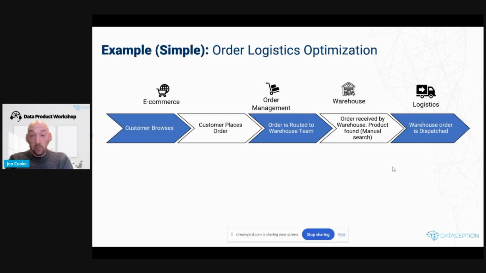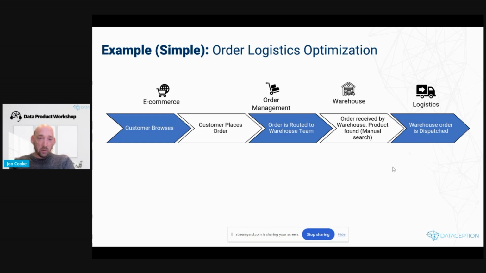Fundamentally, and we've done this before. We've got an order logistics optimization problem, or not a business process, should I say? This is really starting with looking at a business process optimization piece. So here we've got a very, very simplistic view of the logistics optimization process.